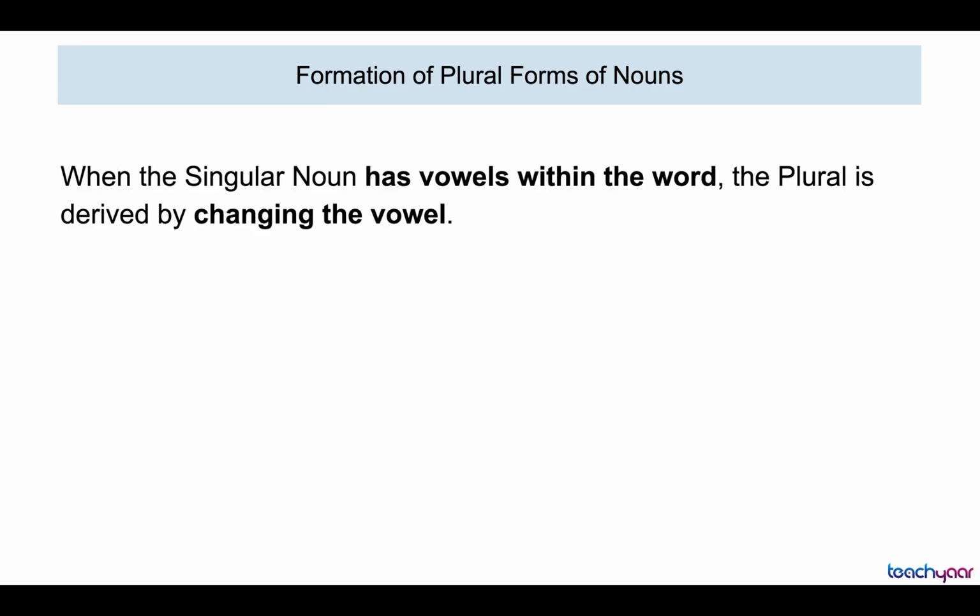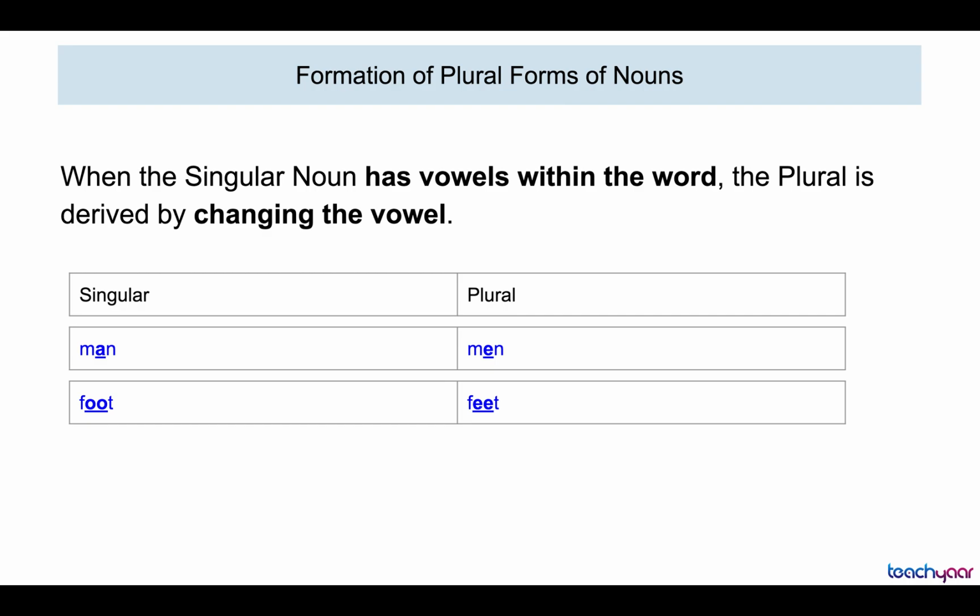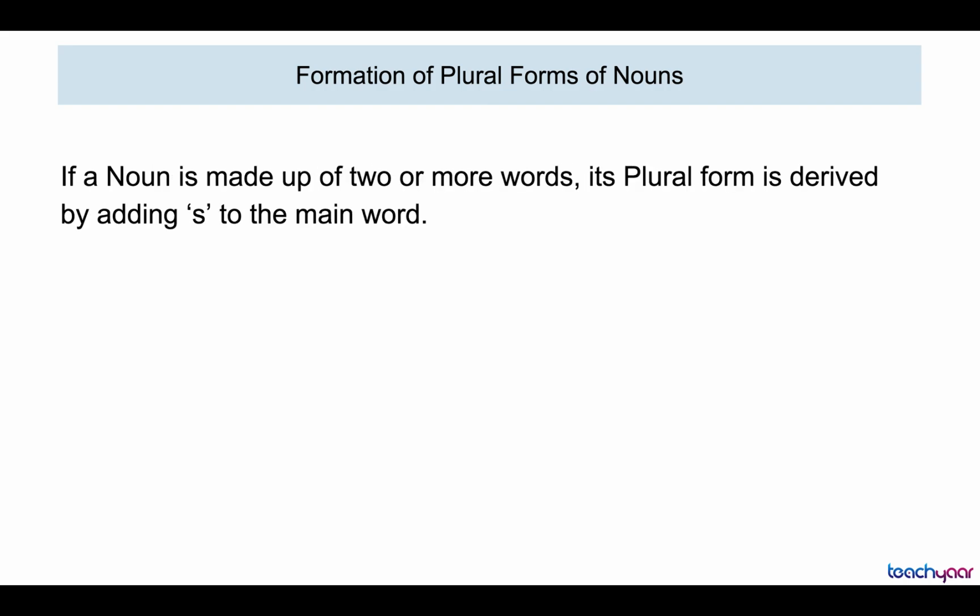When the singular noun has vowels within the word, the plural is derived by changing the vowel. Now take this example, man. Which is the vowel here? A, M-A-N. So what has been done? You change the vowel to another vowel. So instead of M-A-N, it becomes M-E-N, men. Man becomes men when you want the plural form. Foot, F-O-O-T. Now the double O is changed into double E: feet. Foot and feet.